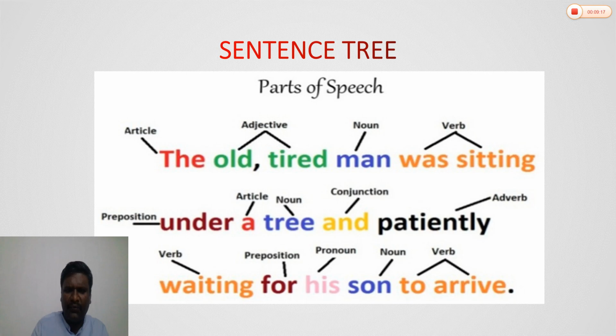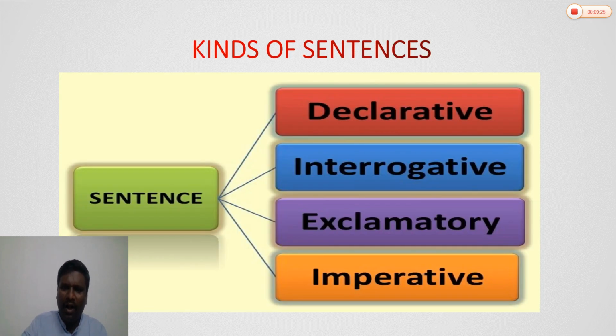Once you find parts of speech on your own, you will be interested that you have started understanding language. After that, classifying a sentence is the main thing we all have to learn. The sentence we can classify into four types: declarative, interrogative, exclamatory, imperative. Declarative or assertive: the message is conveyed, the statement is given. Interrogative is an interesting one.